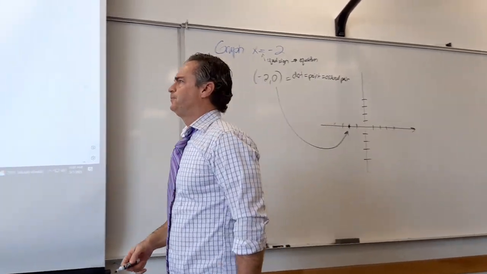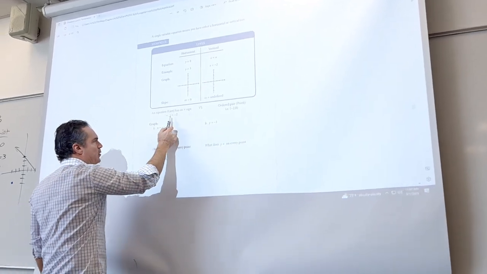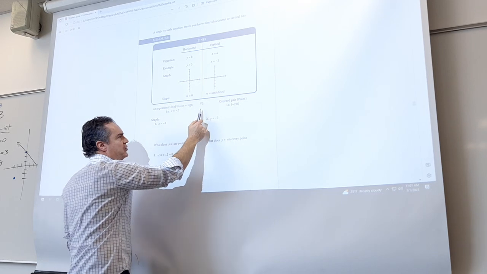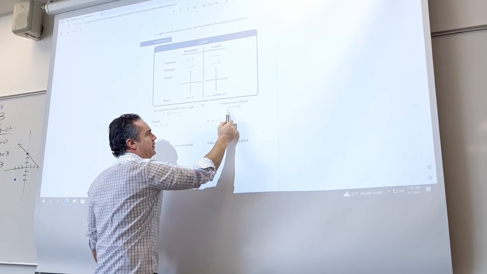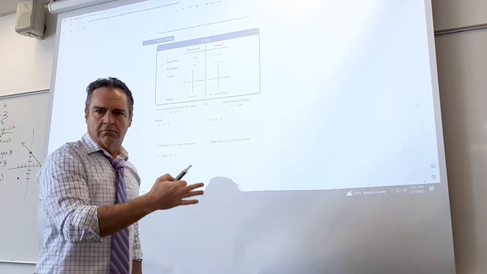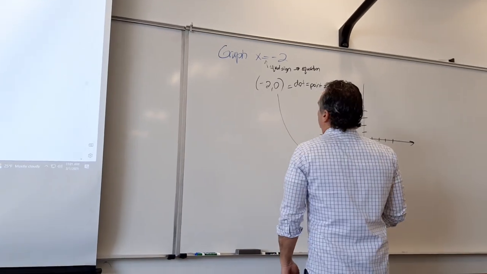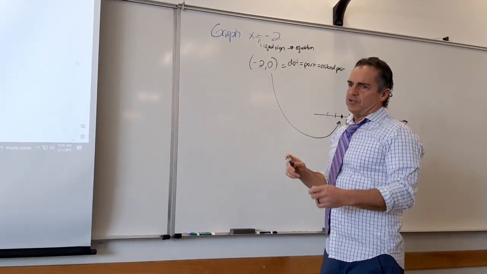Look at this. An equation line has an equal sign, x equals -2, versus an ordered pair, a point, which is (-2, 0). Okay, cool? All makes sense, so everything I wrote on there is already in your notes for you. So, you're gonna learn something here.